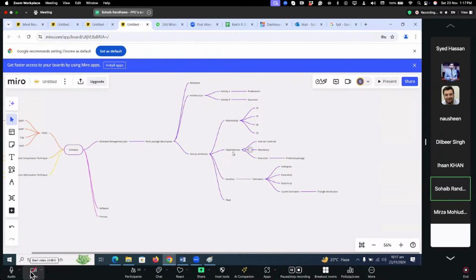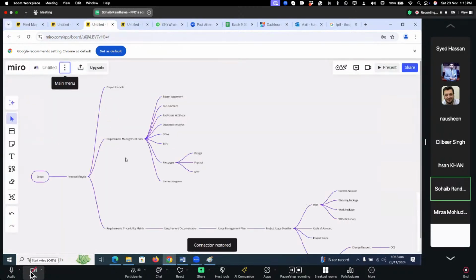And then we have dependencies. In the activities, there were internal and external dependencies, mandatory dependencies, and discretionary ones. They were called preferred logic. And then we have the duration of the activities, and then we have techniques for how to estimate the duration of the activities. One was analogous, another was parametric, then bottom up, and then 3-point estimation. That was triangular distribution. And then we have float in the activity. Okay.